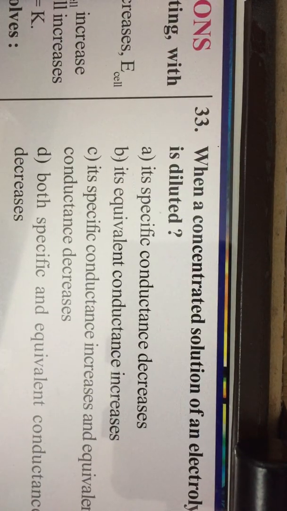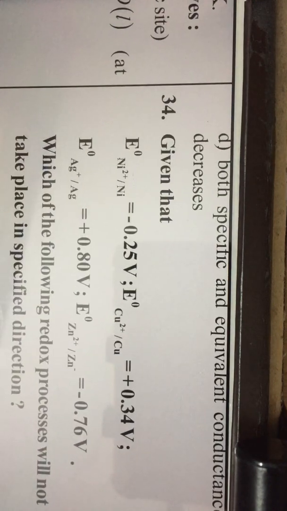When a concentrated solution of an electrolyte is diluted, what happens? The specific conductance decreases is true. Its equivalent conductance increases is also true. A is true, B is true. C is obviously wrong, you can read yourself. D is meaningless. Therefore, only AB.